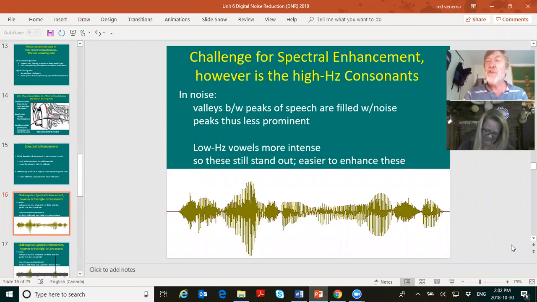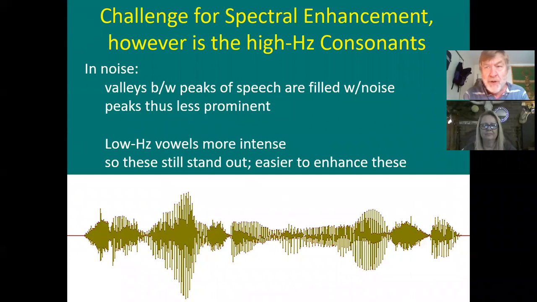The challenge for spectral enhancement, however, is the high frequency consonants. The high frequency consonants are, as we've all known in acoustics class, the bee's knees. Okay? The high frequency consonants tell you what the word is. So if I'm saying hat, fat, bat, cat, mat, sat, all of them have the same vowel. The vowels are cheap. It's the consonant that tells you what the word was. And the challenge for spectral enhancement is the high frequency consonants.